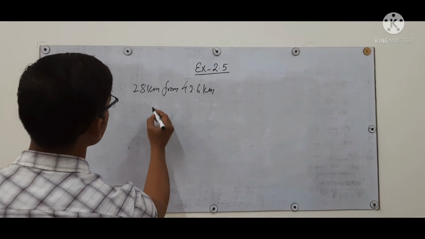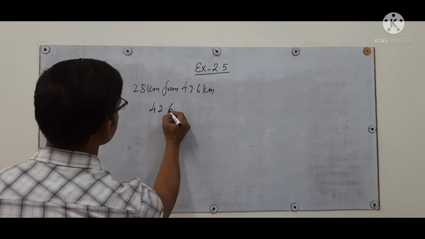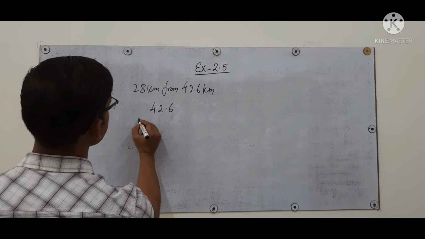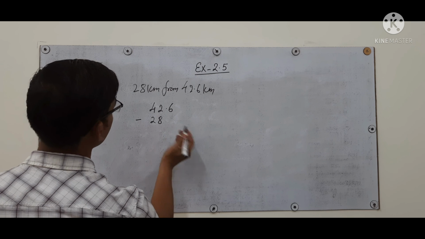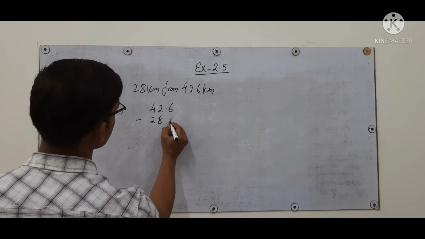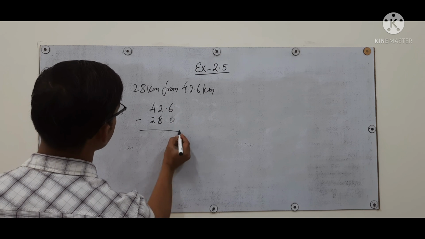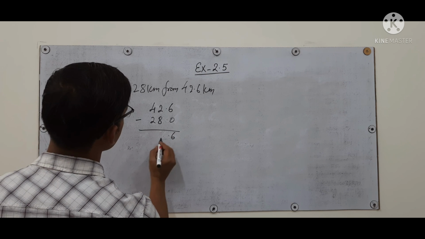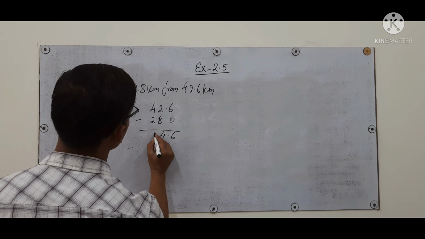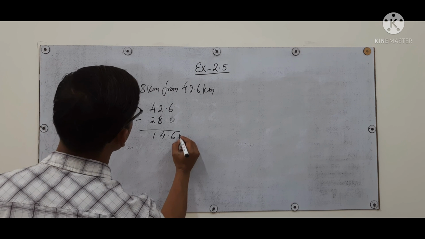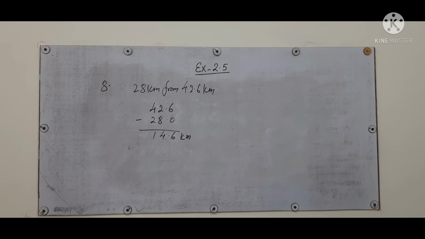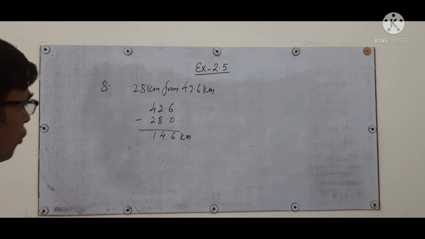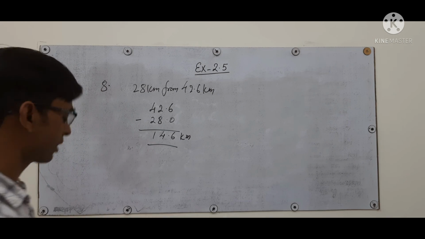Okay, so we can just simply subtract 42.6 minus 28. And here there is no decimal, so we can just put 0.0 and simply subtract. So it will be 6, here it will be 4 and here it will be 1, that is 14.6 kilometers. So when we subtract 28 kilometers from 42.6 kilometers, we will get 14.6 kilometers.